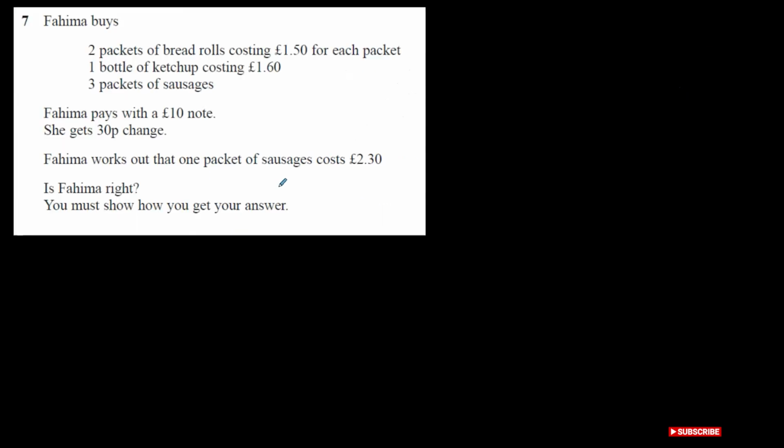And now for 7, we're told Fahima buys 2 packets of bread rolls costing £1.50 each, 1 bottle of ketchup costing £1.60, 3 packets of sausages. Fahima pays with a £10 note. She gets 30p change. Fahima works out that 1 packet of sausages cost £2.30. Is Fahima right? You must show how you get your answer.